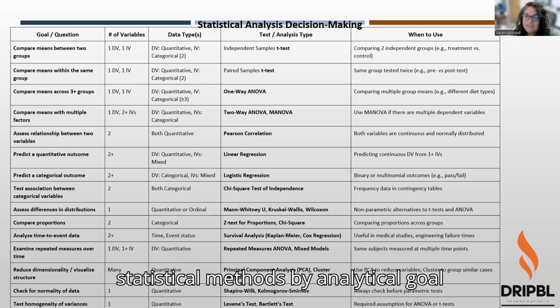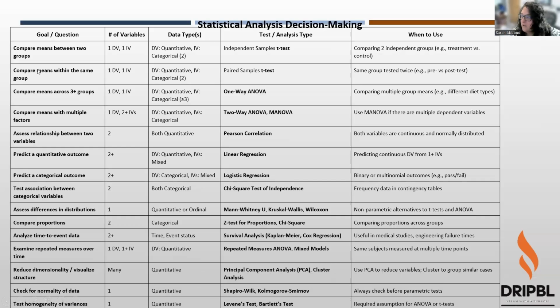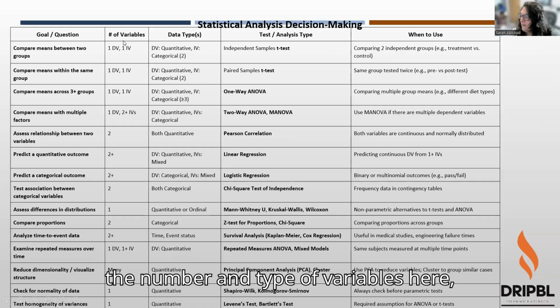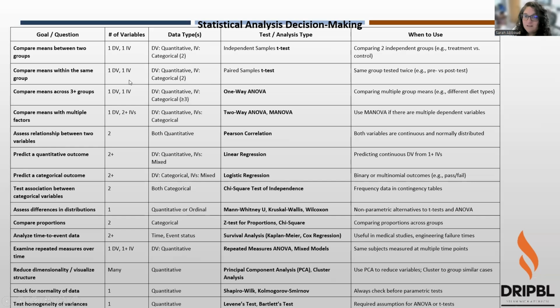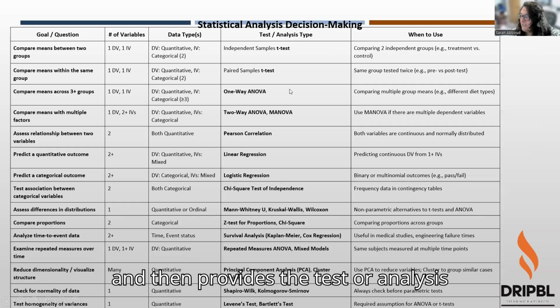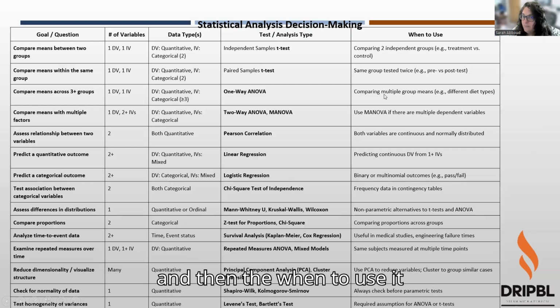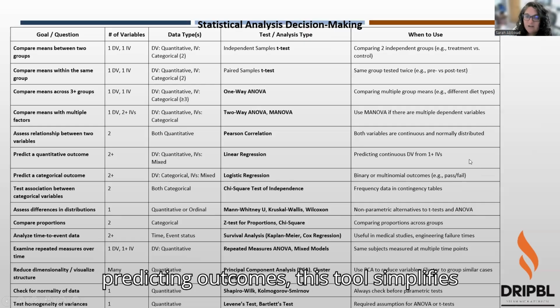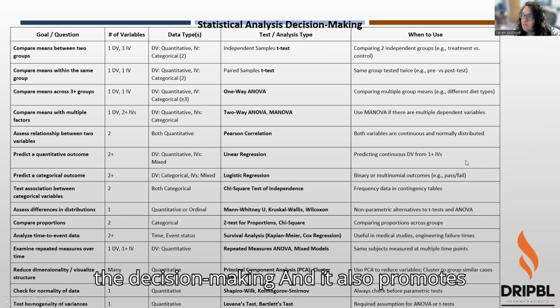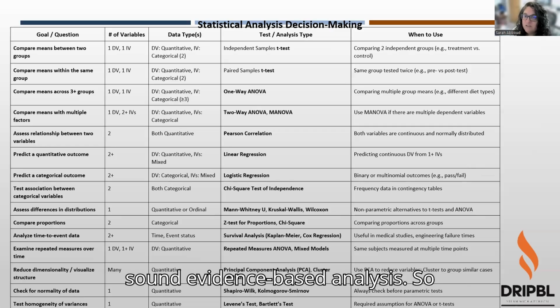This table organizes statistical methods by analytical goal, the number and type of variables here, the types of data here, and then provides the test or analysis that would be most recommended, and then the when to use it here. Whether comparing groups, exploring relationships, or predicting outcomes, this tool simplifies the decision-making process, and it also promotes sound evidence-based analysis.